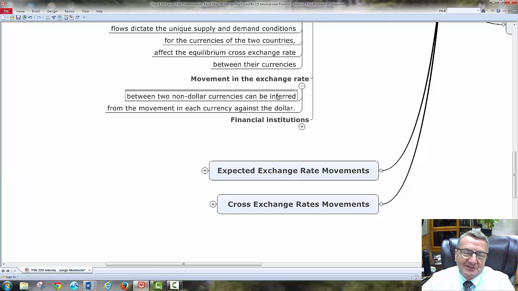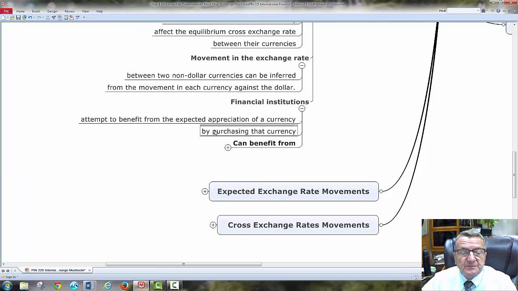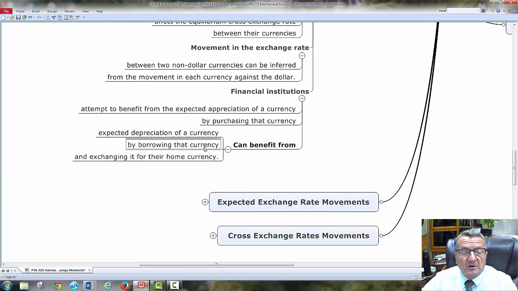I understand that. Here it is. I have it in one or two sentences. The author has it in one or two sentences. Financial institutions attempt to benefit from expected appreciation of a currency by purchasing that currency. Okay, now expected depreciation of a currency by borrowing that currency and exchanging it for the home currency. Remember, there's my benefits. I'm purchasing it. Expected depreciation. This is appreciation.